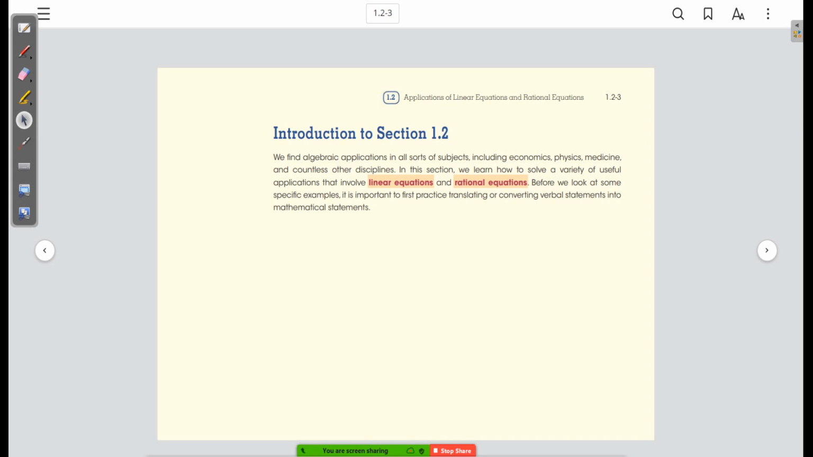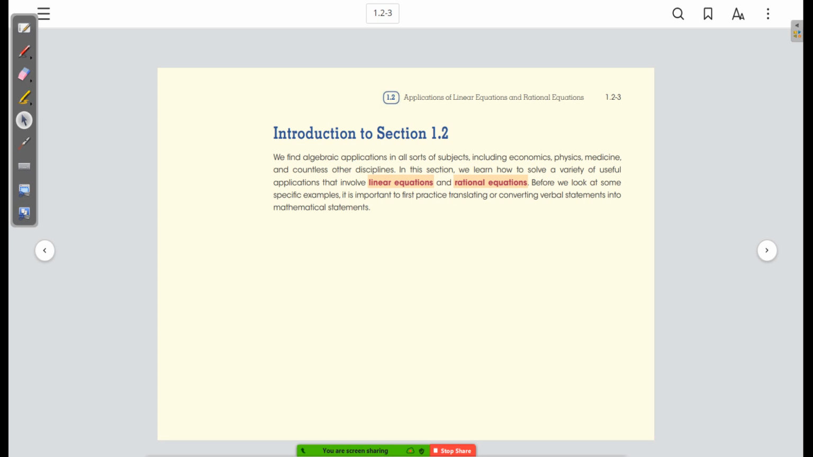Section 1.2, Applications of Linear Equations and Rational Equations. First page reads, we find algebraic applications in all sorts of subjects, including economics, physics, medicine, and countless other disciplines. In this section, we learn how to solve a variety of useful applications that involve linear equations and rational equations.